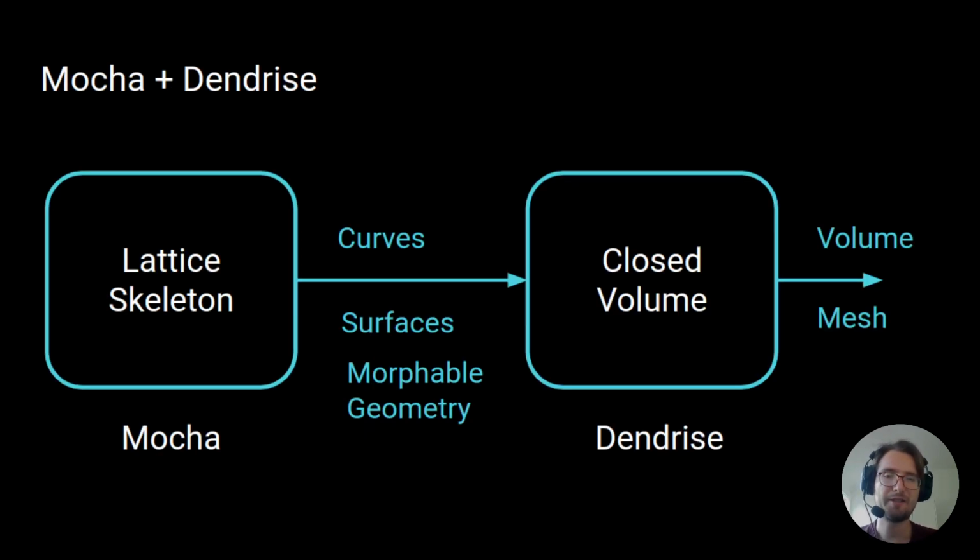Together, Mocha and Dendrise form the perfect duo. Using Mocha, you can create your lattice skeletons, which can be curves that will be later turned into beams, or surfaces that will be later turned into a surface lattice, or any type of morphable geometry. And then you use Dendrise to create a volume, a geometry that you can actually manufacture, because you cannot 3D print lines. You need actual beams. With Dendrise, you can create this closed geometry that can then be manufactured using different methods, such as, for example, 3D printing. But that's enough theory. Let's get to the practical.